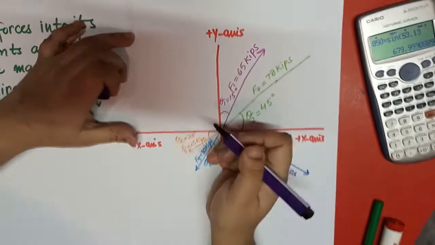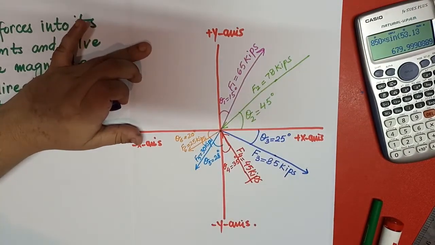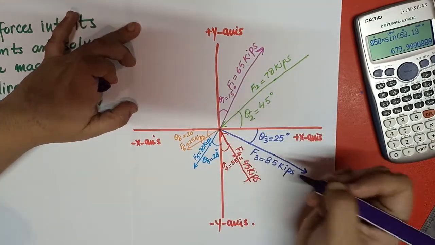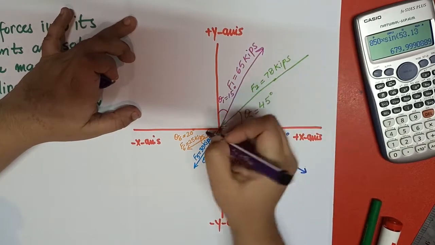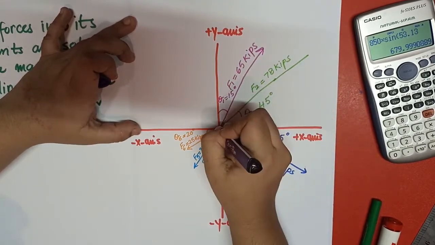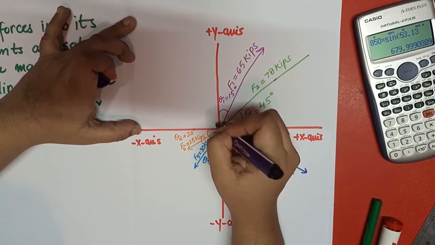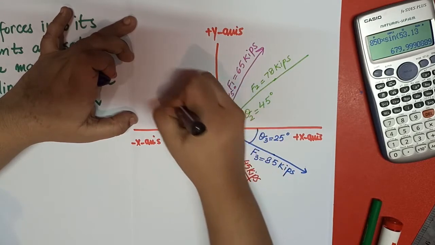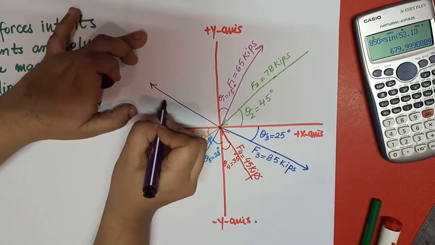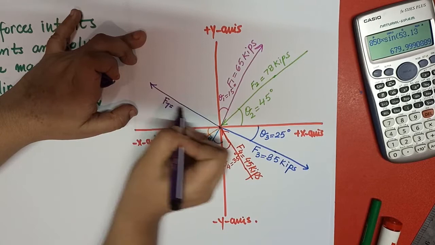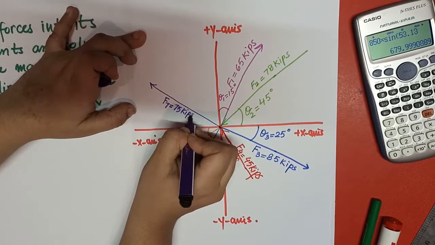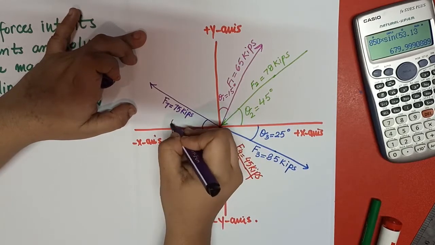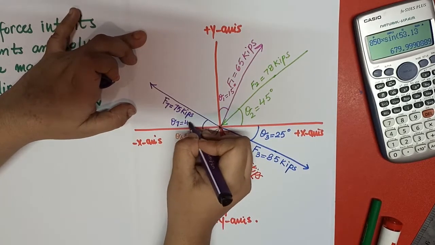Another force is F7, and its magnitude is greater than 70 but lesser than 78 kips, and this force is outward again. So I am taking the bigger size force, so F7 is equal to 75 kips and the angle theta 7 is equal to 42 degrees.